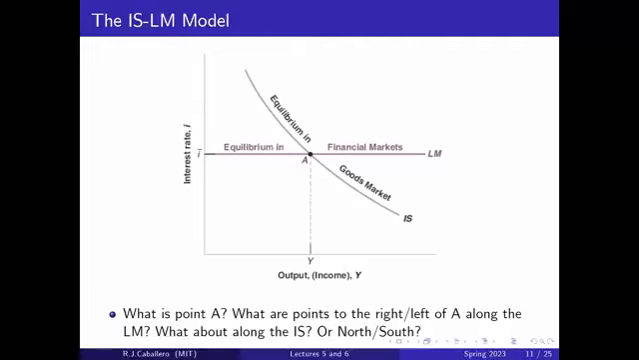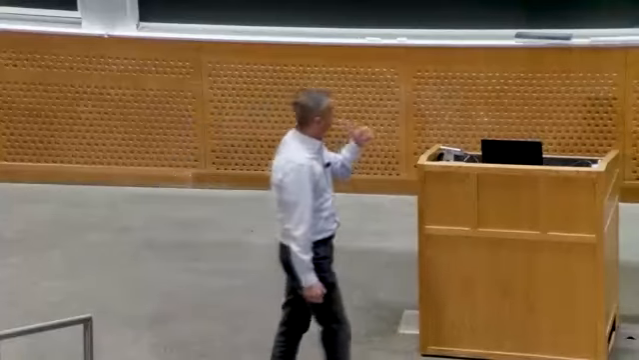And so at that interest rate, we can look into the IS, what is the level of output that corresponds to that. That's where we get here. Okay? So now we found an equilibrium. We found a combination of interest rate and output that is consistent with equilibrium in both goods markets and financial markets. Okay? And that's what the ISLM model is about. It's about finding those combinations. Okay? Good.